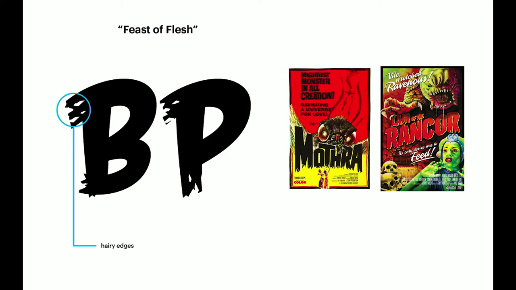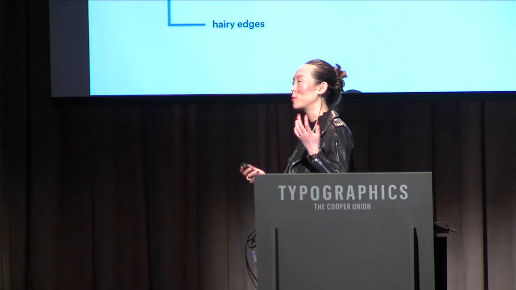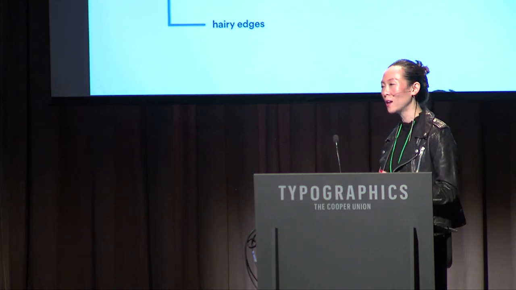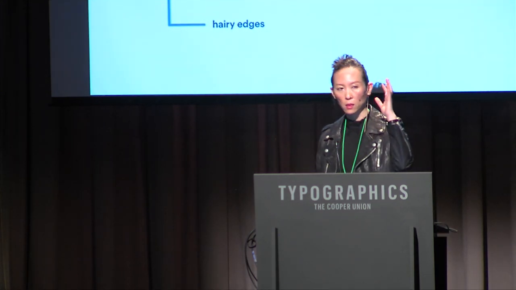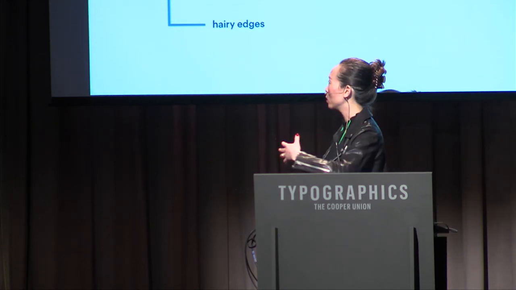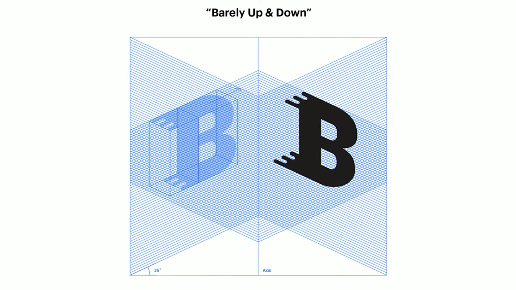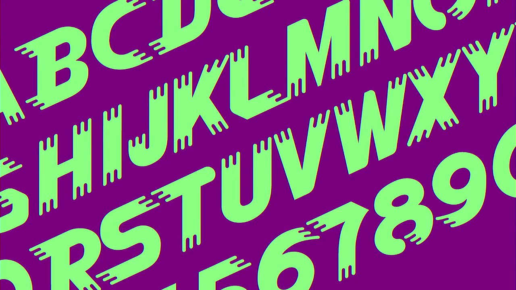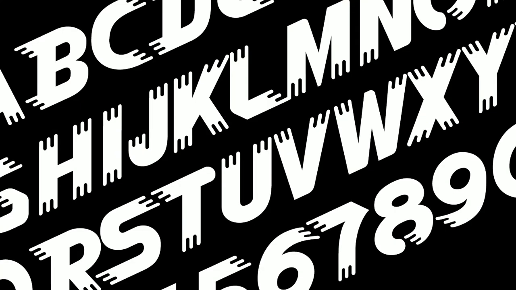We didn't know about this typeface before, so we did a little research and realized that it's a typeface that's commonly used in a lot of horror film production, and we didn't feel like that was an appropriate expression for this channel. But we didn't want to abandon the idea of this font, we wanted to make it more playful and more accessible too. So what we did was that we took the defining characteristic of that type, Feast of Flesh, and we created what we called the Barely Up and Down typeface. So this type can go both ways, and you see that we kept the teeth at the edges of the type.